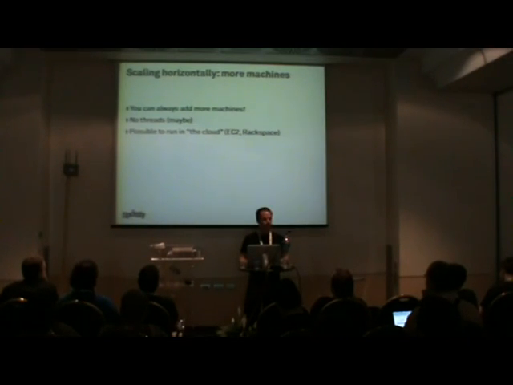It's possible to run programs designed for horizontal scalability on Amazon EC2 or Rackspace. But you're pretty limited in the size of machines you can get from service providers like this, but they make it very easy to just spin up new machines all the time.